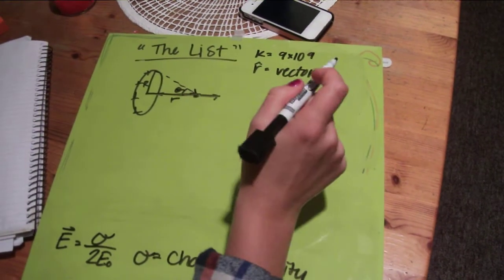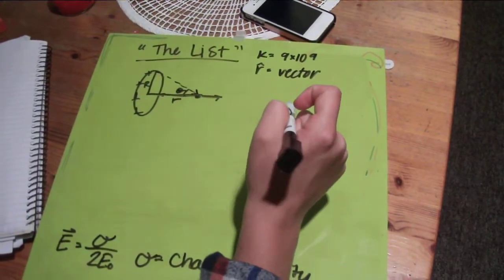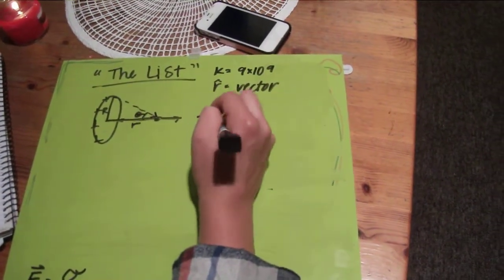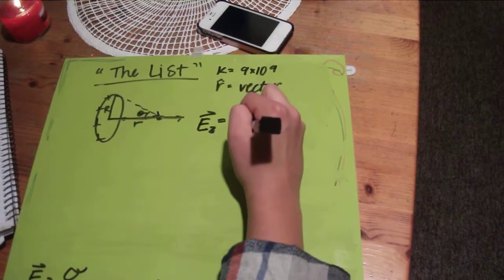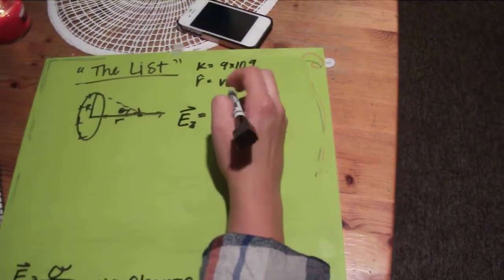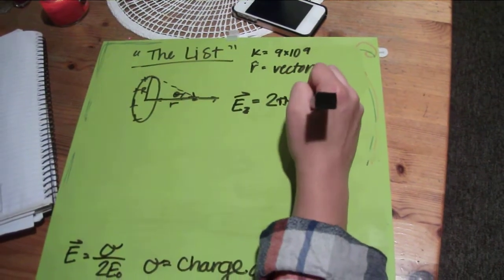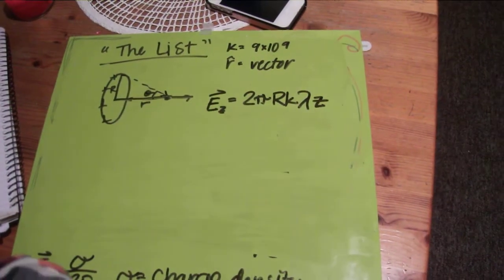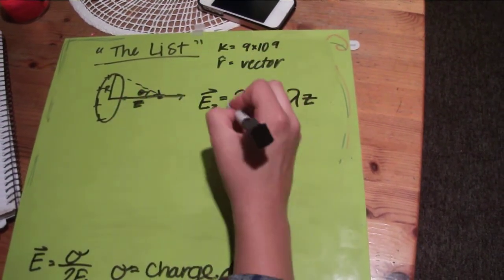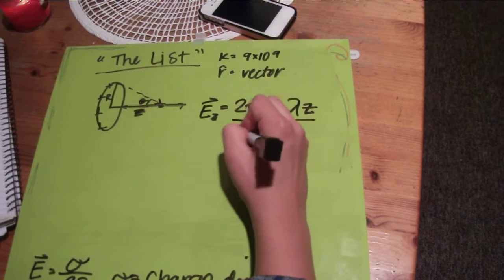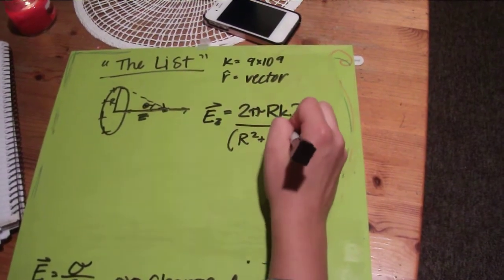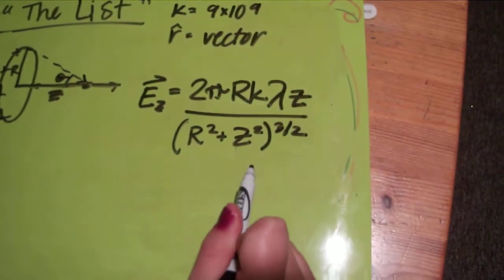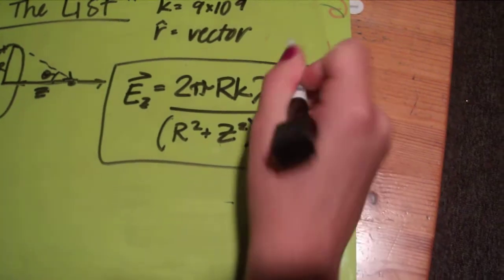And we derived this in class with calculus, but the overall equation then is the E on the line of Z is equal to 2 pi radius k lambda Z, so the length Z. So actually we're going to replace this with Z, over r squared plus Z squared to the 3/2. And if you're confused on how we got that, refer to the lecture notes, but this is something we will need to know for the exam.